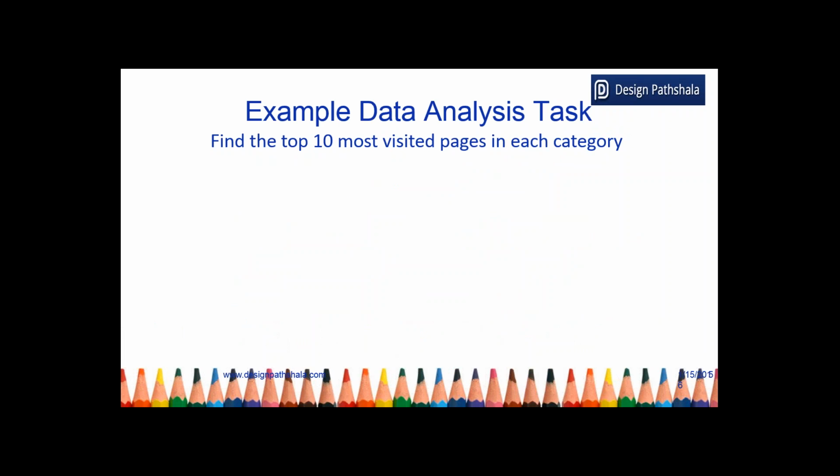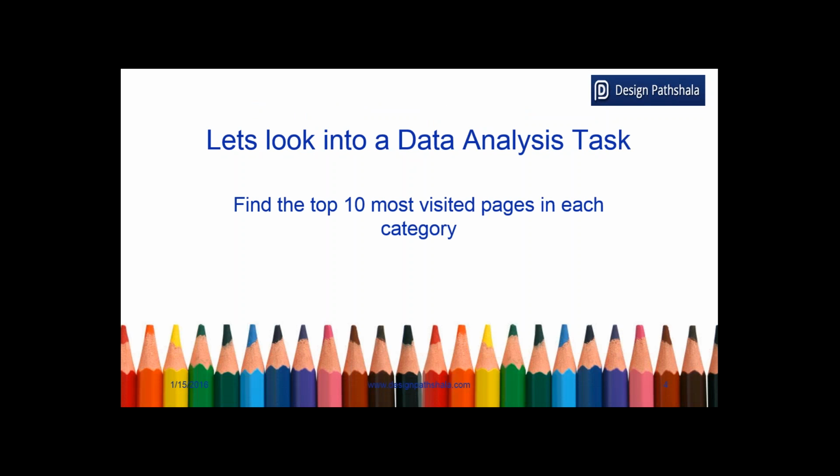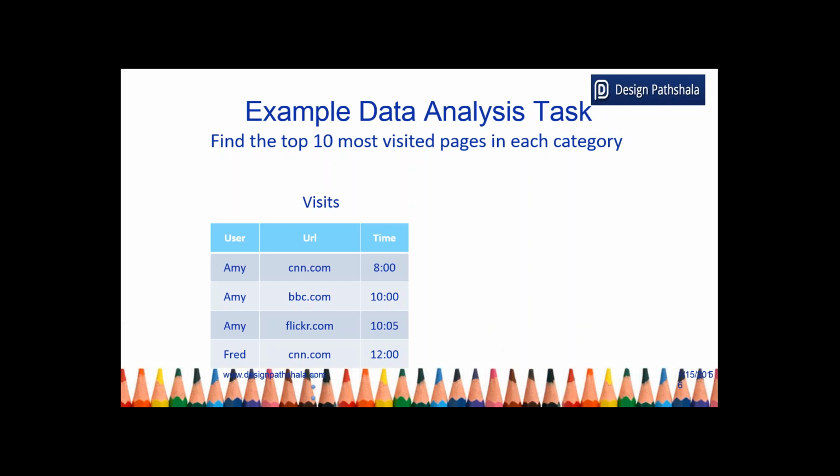Okay, so the problem statement is pretty simple. I have a data set, and I have to figure out the top 10 most visited pages in each category. So I need the top 10 most visited pages in different categories from the data I have. The data is something like this. I have the data of the visits: a user came to this URL at so and so time, another user came to this URL at so and so time. These are the click stream data.